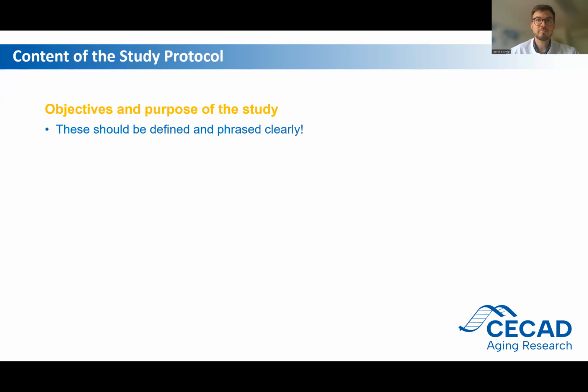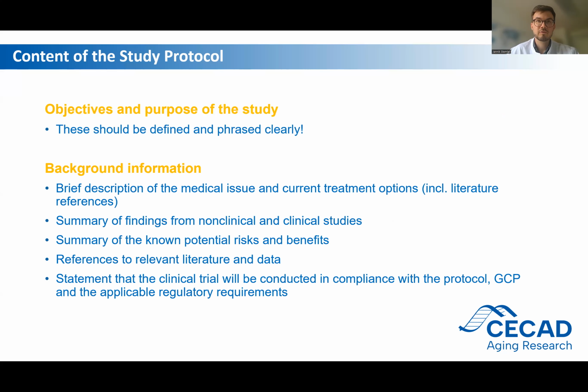The objectives and the purpose should be defined and phrased clearly. So the background information, including a brief description of the medical issue and current treatment options, should be included before starting off with the details on the conduct of the trial. And a summary of the findings from non-clinical, preclinical, and other clinical studies can be addressed here. Also, a summary of the known potential risks and benefits of the investigational medicinal product can be included here, and furthermore, reference to the relevant literature and data are included.